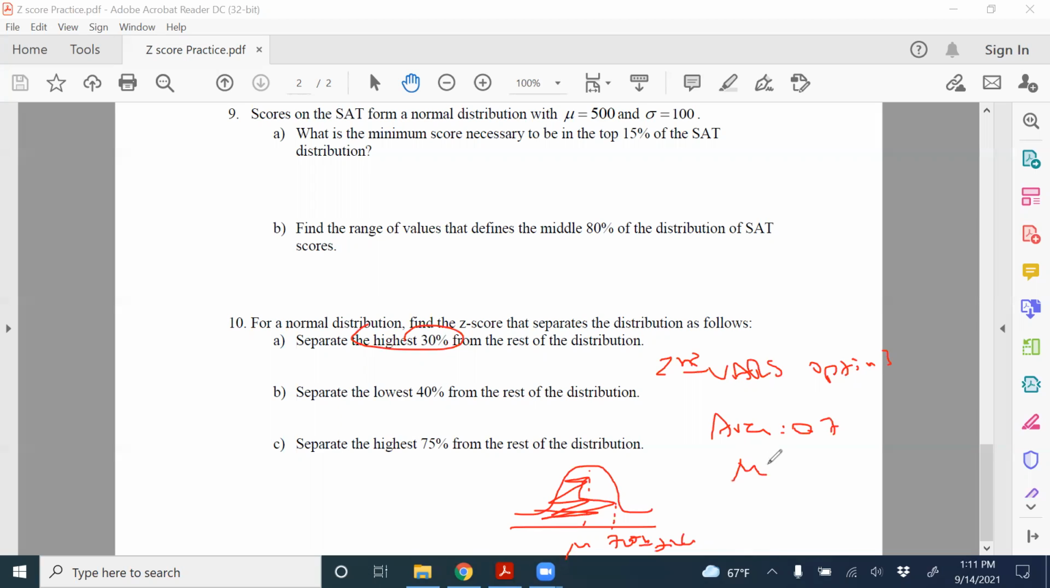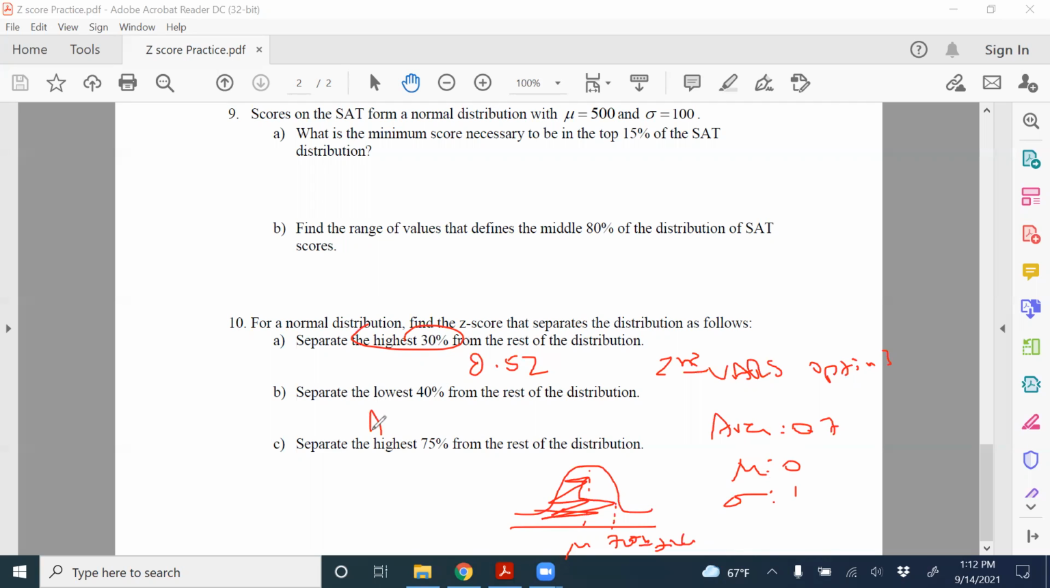And you're going to let mu be 0 and sigma be 1. Whenever you're doing z-scores, you have to standardize them, so you have to make the center of the mean 0 and the standard deviation 1. So option 3, 0.7, 0, 1. And so the z-score will be 0.52. And you work out the rest of it in the same fashion.